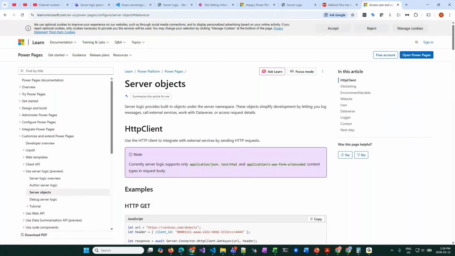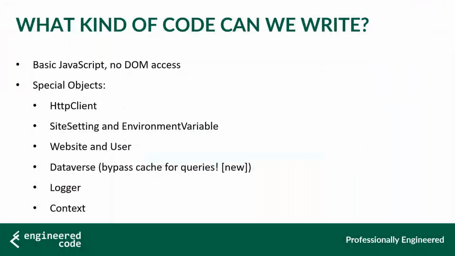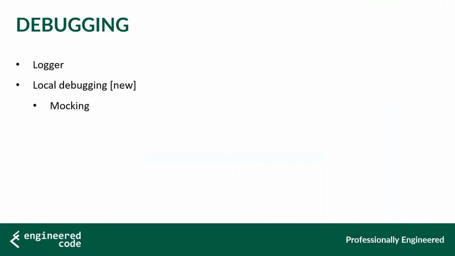Okay, so let's go back to this. So debugging. If you don't write perfect code the first time, sometimes you might have to resort to debugging. There's a couple of main features that are provided by Power Pages server logic. You can't go onto the server itself and debug the code that is running on the server itself, but there are a couple options.